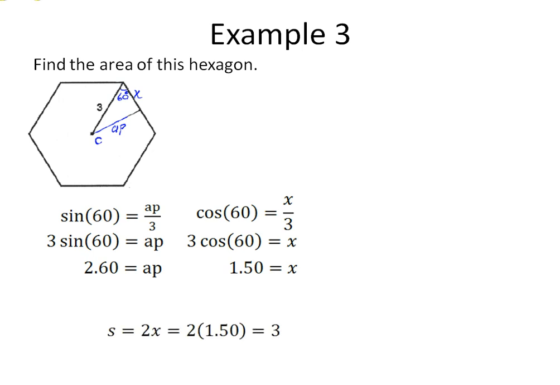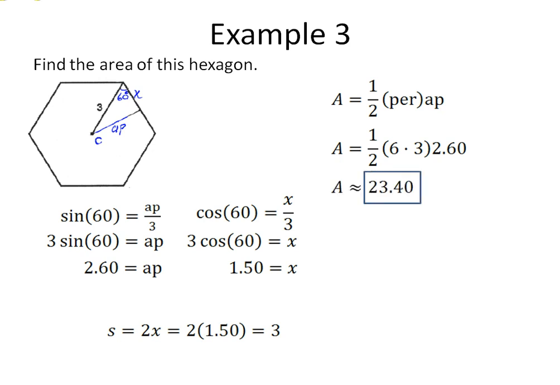Okay, so the length of a side is going to be 2x, which is 2 times 1.50, which equals 3. Okay, so we're ready to find the area. The area is equal to 1/2 the perimeter times the apothem length. So let's fill it in. The area is equal to 1/2 of 6 times 3 times 2.60, which gives us approximately 23.40 square units.